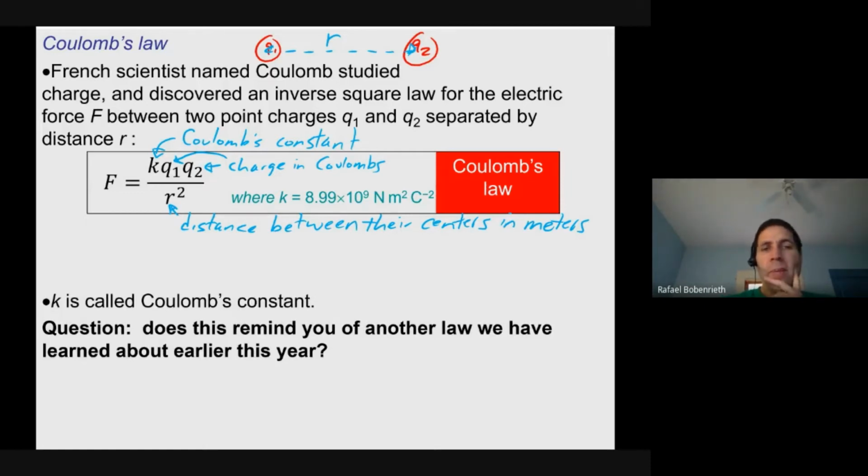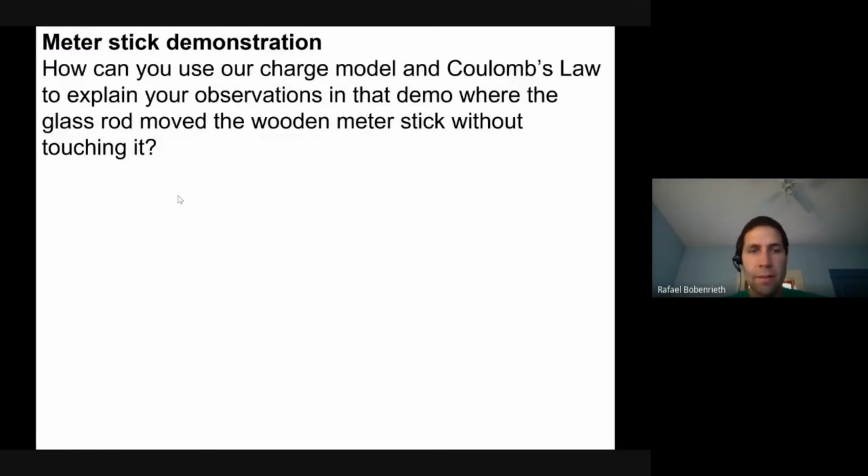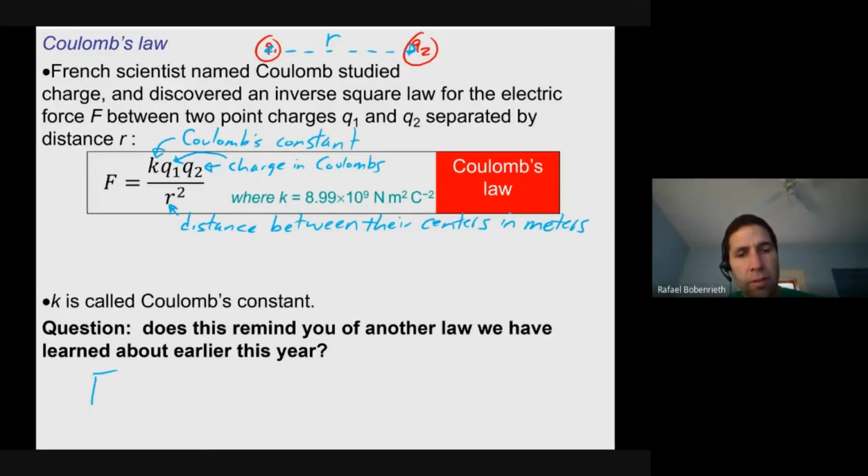And maybe some of you made the connection that this looks an awful lot like, yes, Cade, the law of gravitation, Newton's law of universal gravitation, right? Because if you recall, that law was G m1 m2 over r squared. So notice we replace the masses with charges. Distance is the same, it's an inverse square law. We just have a different constant. Instead of the gravitational constant, we have Coulomb's constant.